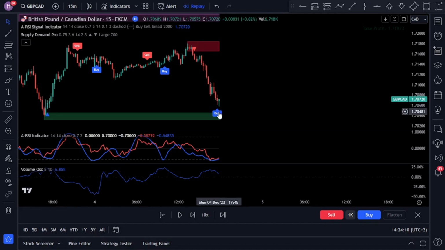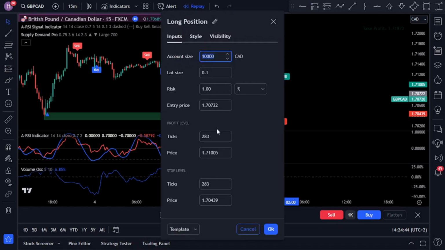Now for a valid buy trade, firstly we are waiting for the supply demand pro to identify a demand zone, which is marked like this. Secondly, we are waiting for price action to approach the zone and then reject away from it. Once the rejection has occurred, we are waiting for a buy signal from the A-RSI. Lastly, when we receive the buy signal, the volume oscillator needs to be above zero. Only if all of these criteria are in place can we enter our buy trade.